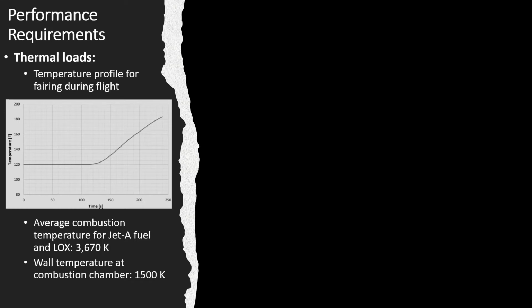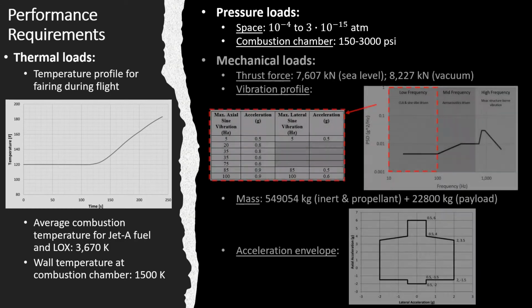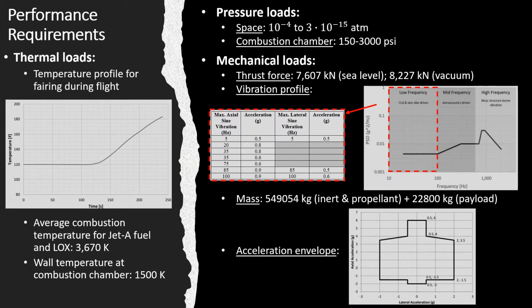Other loads to consider are those due to pressure differential as the space vehicle leaves sea level, because the composite material should also be able to withstand the possible hoop stresses associated with it. Mechanical loads will also play a large role, as these will comprise the overall thrust force and mass, the acceleration envelope in the lateral and axial direction, and the vibration profile. As a result, the composite will need to be constructed in such a way that it will be able to reduce shock due to vibration, and the material should also be able to withstand these stresses and moments to the system as a structural component.